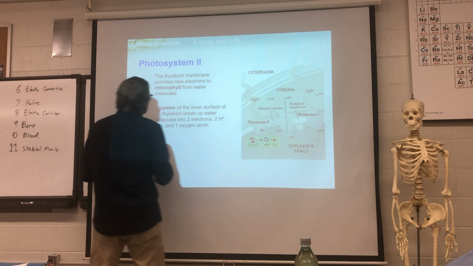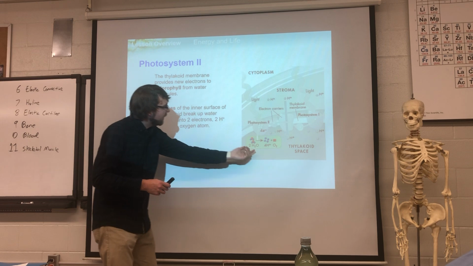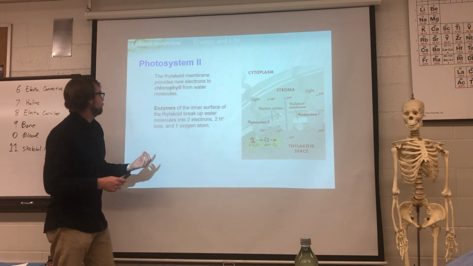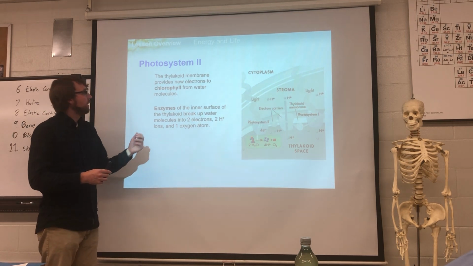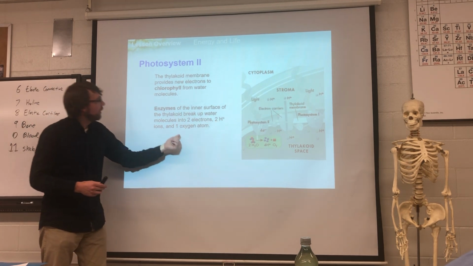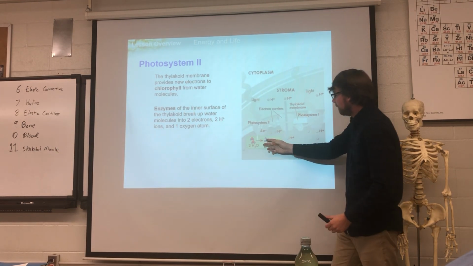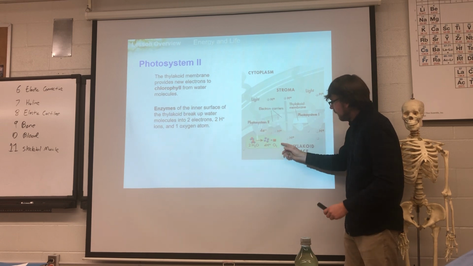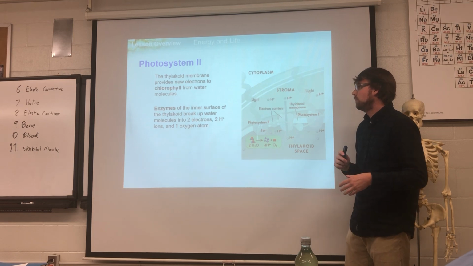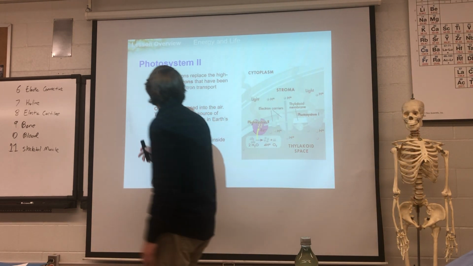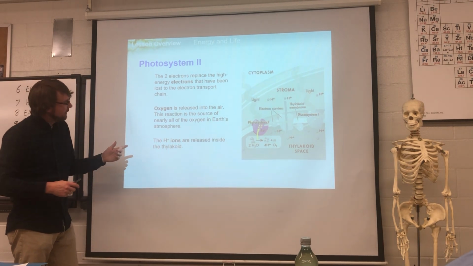The thylakoid membrane provides new electrons to chlorophyll from water molecules. There are enzymes inside of the thylakoid that break water down into 2 electrons, 2 hydrogen ions, and 1 oxygen atom. So if we have 2 molecules of water, we're going to get 4 hydrogen ions, 4 electrons, and 1 molecule of oxygen gas. The 2 electrons replace the high energy electrons that have been lost to the electron transport chain.